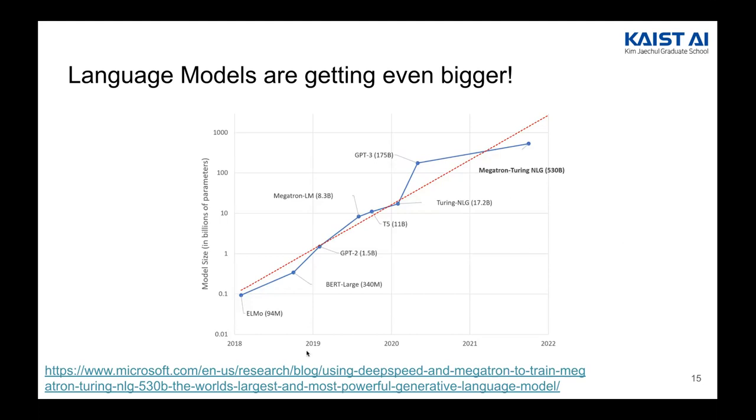Anyways, it's apparent that models are getting bigger and bigger. We talked about ELMo and BERT initially, and then GPT-2 at 1.5 billion, and there was Megatron, which we didn't talk about, and T5 at 11 billion, and then Turing NLG. GPT-3 is now 175 billion. And then we have an even larger model, 530 billion. So where is this going?